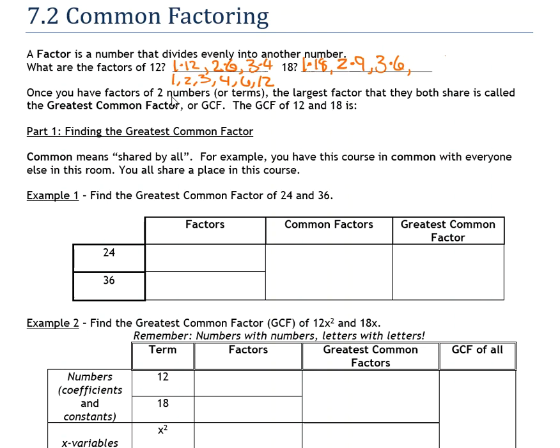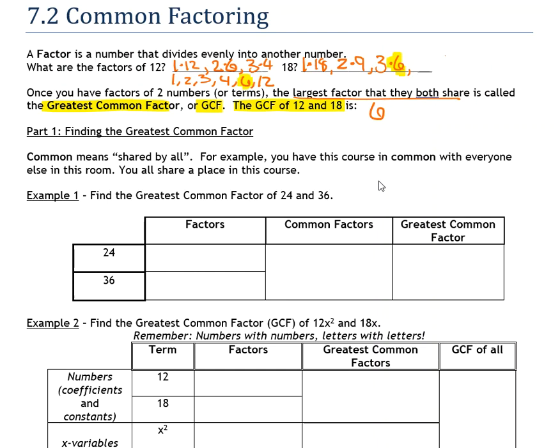Once you have factors of two numbers or terms, so we did 12 and 18, the largest factor they both share is called the greatest common factor, or GCF. What is the greatest common factor of 12 and 18? I'm looking for the biggest number they share in common, and that's why it's helpful to have written it in a list like this. The big number here is a 12, but I don't have a 12 with the 18. The biggest number they share is a 6. So the greatest common factor of 12 and 18 is 6.